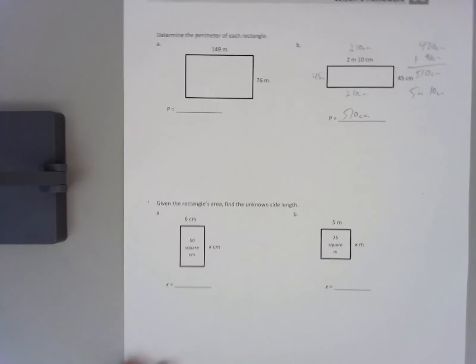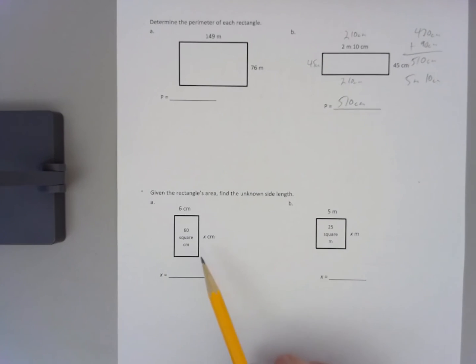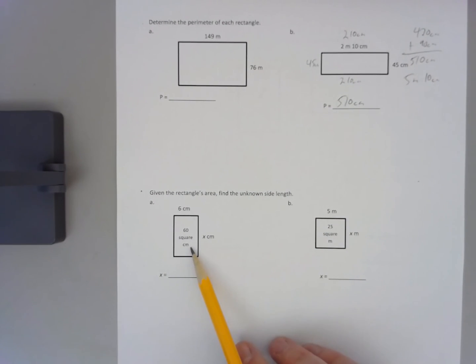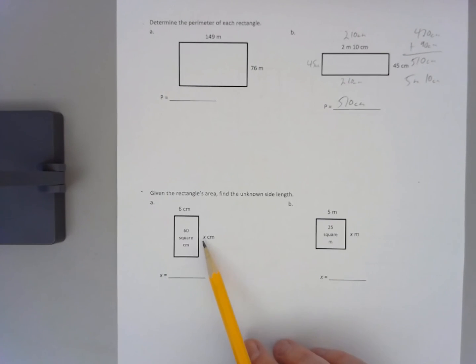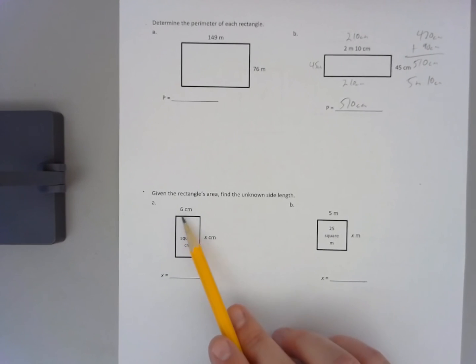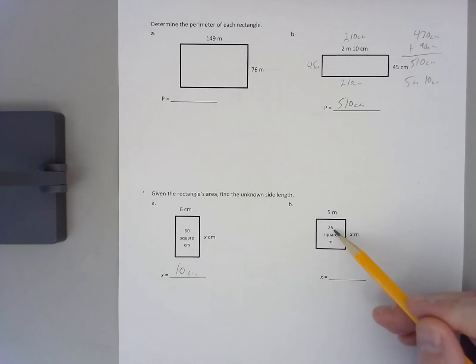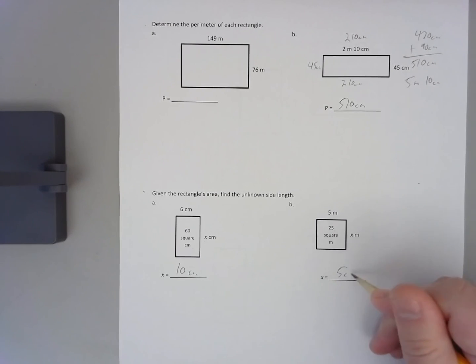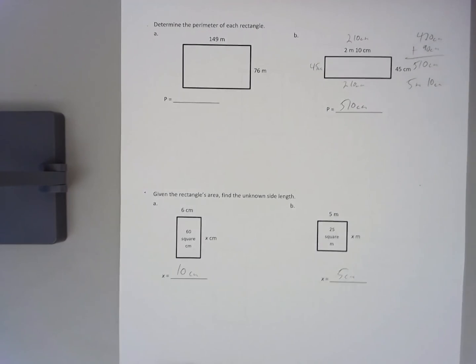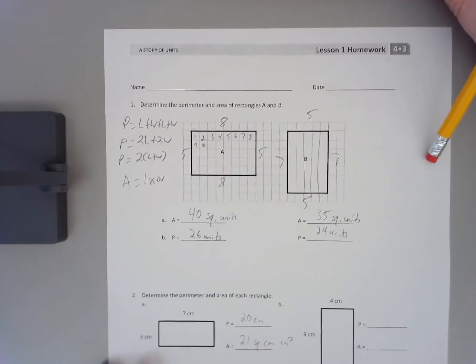And then down here on the bottom they're just going backwards. They're given an area, and they're trying to find an unknown side. So they're going backwards. They're taking 60 divided by 6, which is 10 centimeters. 25 divided by 5 is 5 centimeters. So right there, that's Module 3, Lesson 1, focusing on area and perimeter.